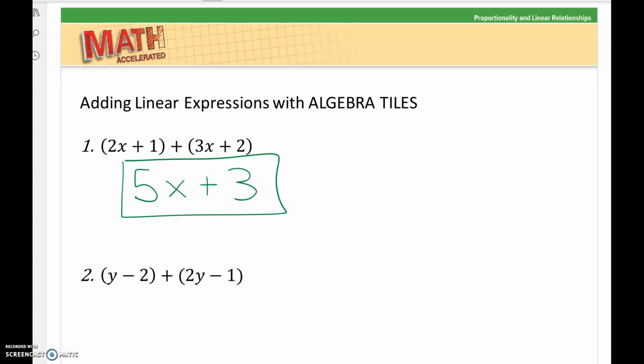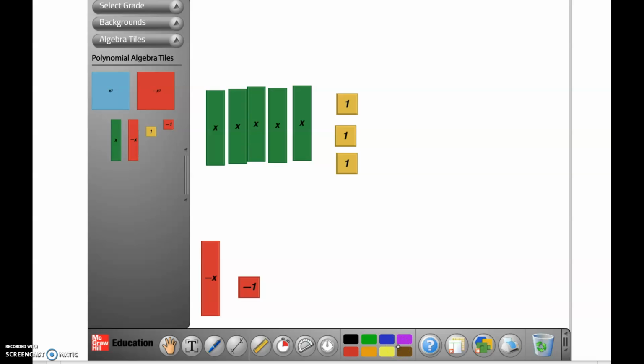Okay, so again, please write this down on your paper. Make sure you're writing down your notes. Okay, moving on to question number 2. So we have y minus 2 plus 2y minus 1. So again, I'll head over to my algebra tiles to set that up.